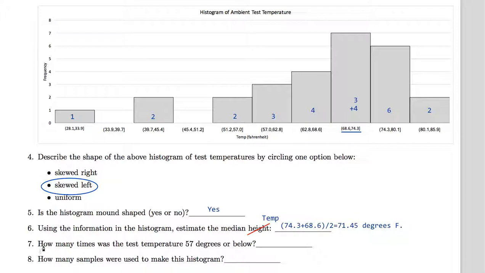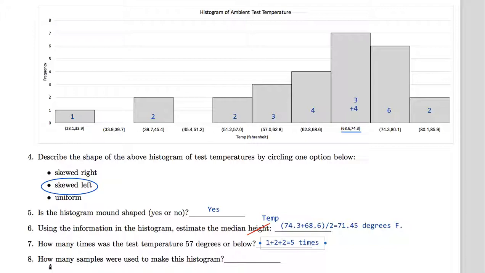Okay, next question. How many times was the test temperature 57 degrees or below? So if we go find 57 degrees on our temperature scale, which would be right here, how many times was it 57 degrees or below? We just count up the frequency for everything less than or equal to 57 degrees, which is 2 plus 2 plus 1, which gives us the 5 times that we had a test temperature of 57 degrees or below.